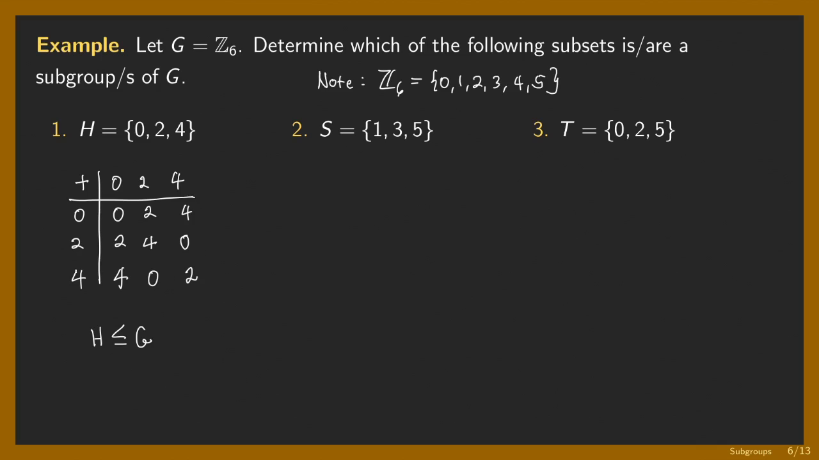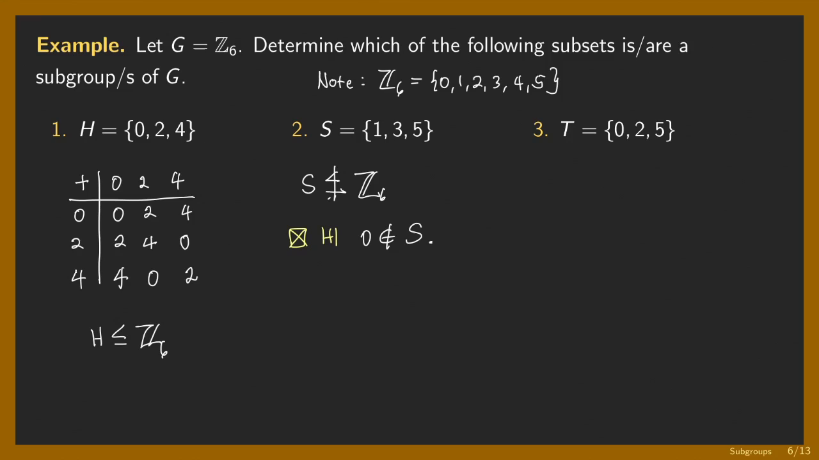How about S? Obviously, S is not a subgroup of... No, it's not G. It's Z6. Obviously, S is not a subgroup of Z6. Why? Because H1 is already violated. Why? Because 0 is not an element of S. The very first thing that must be in the subgroup is the identity element of the group, which is 0 in this case.